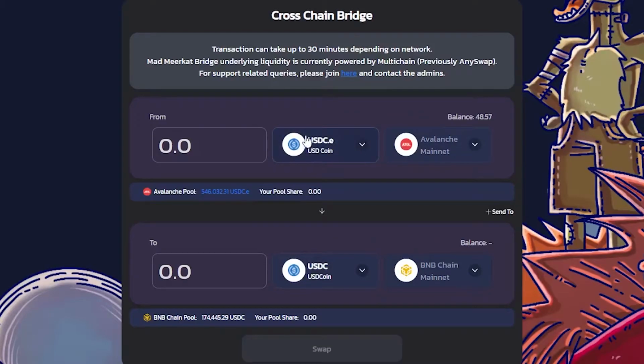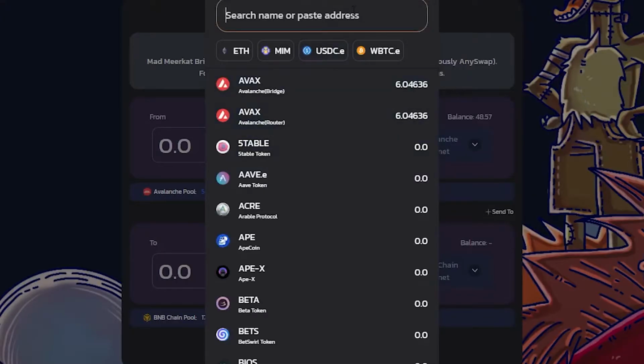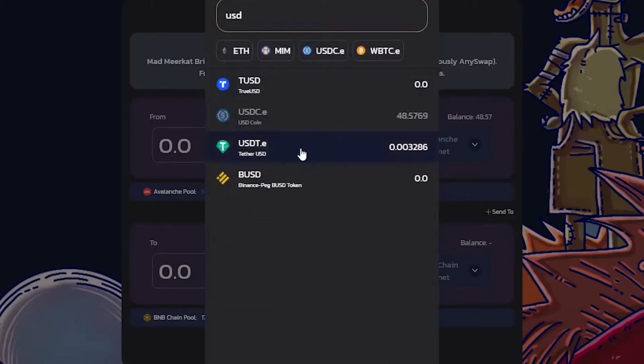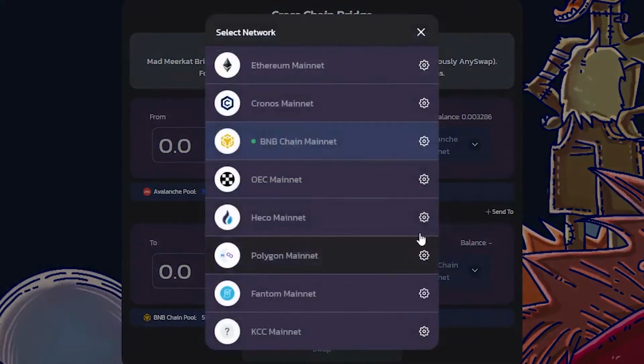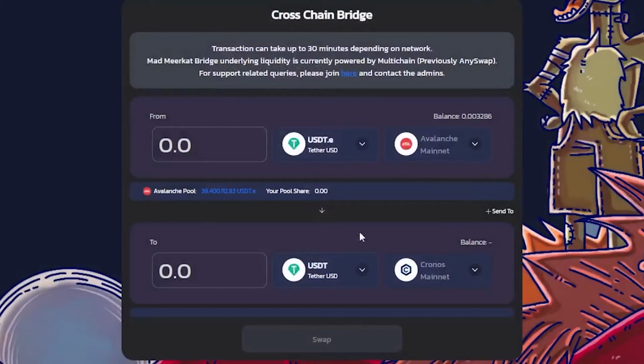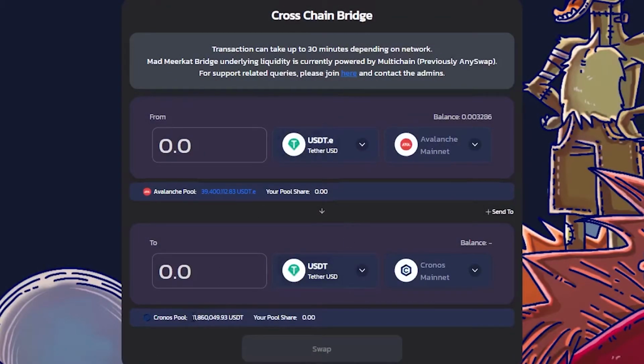So what should you do in this situation? Well, first of all, you have to go to USDT. All right, guys, right here, and then you come on this side and you hit the Cronos, and you guys can see there is enough. There's 11 million USDT on this side and 39 on the Avalanche side, so there is enough funds to transfer over.